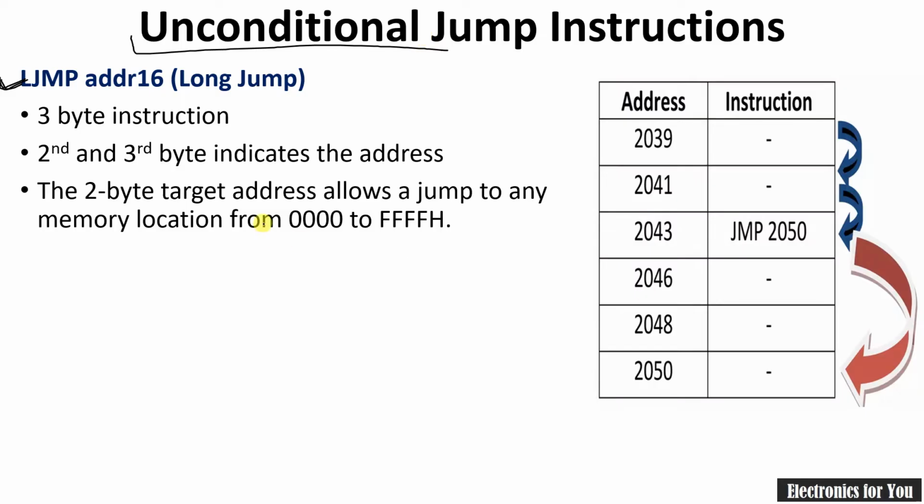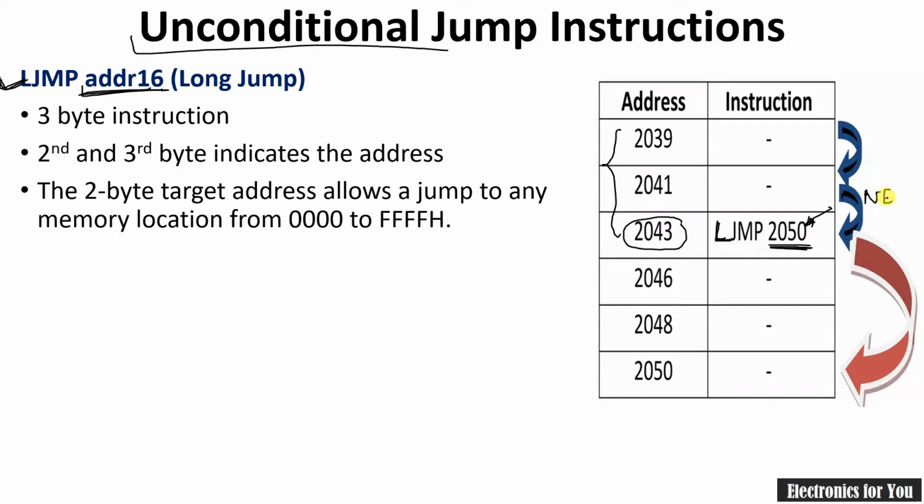As we are talking about an unconditional jump, no condition needs to be satisfied; the program execution simply shifts from the current address to this address. For example, if we have memory addresses 2039, 2041 and 2043, and suddenly the LJMP instruction comes, followed by some address. Basically, whenever we write this program in an assembler, we write a label here.